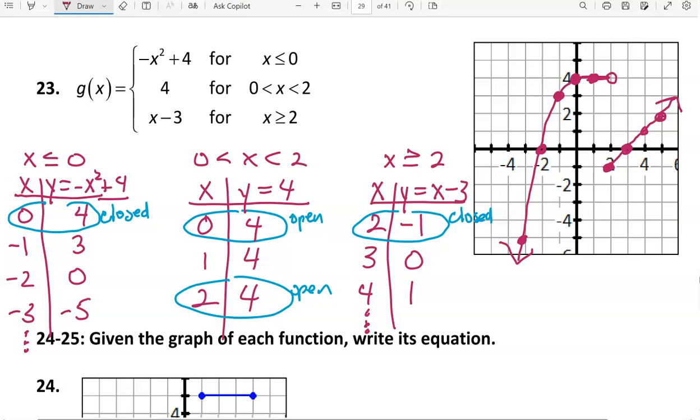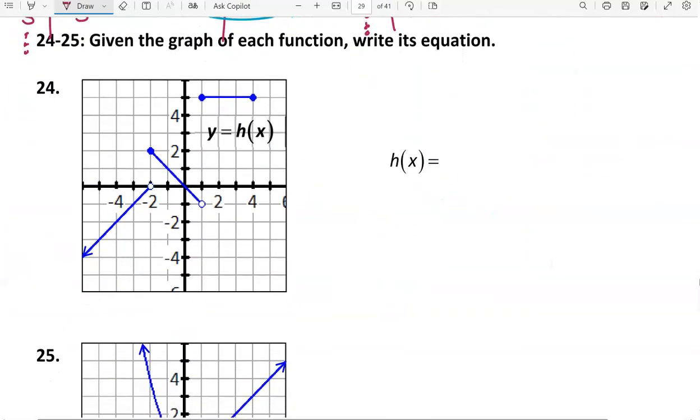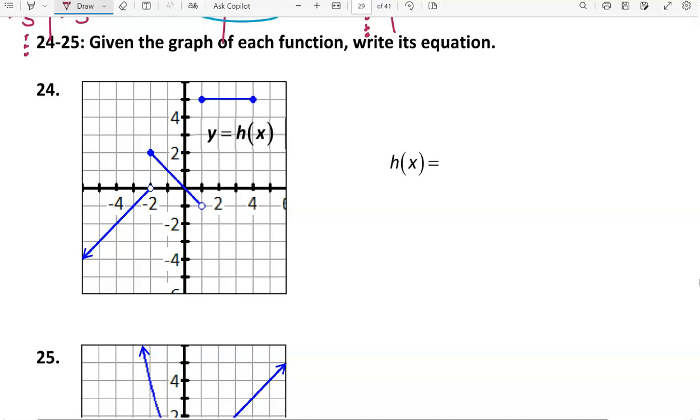For the last two exercises, we're given the graph and asked to write its equation. So h of x has 3 pieces, and the first piece is this piece over here on the left side. I would suggest starting with the left side. And if we can see there, the graph is pointing to the left of negative 2 with an open circle. That means that our x's will be less than negative 2.